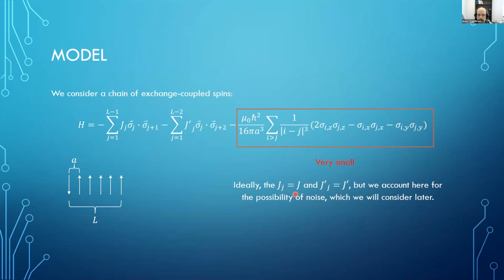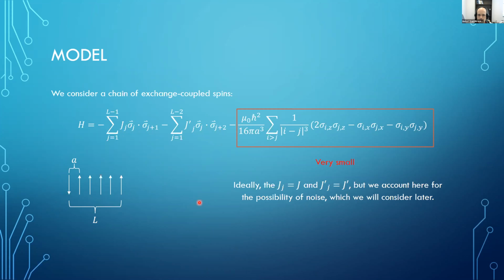Now, under ideal conditions, all of the nearest neighbor exchange couplings would be identical, and similarly with the next nearest neighbor couplings. But the reason why these are position dependent, where j is just the position within the chain, is that we need to account for the possibility of noise, which will be present in actual systems, hence the position dependence of the couplings.